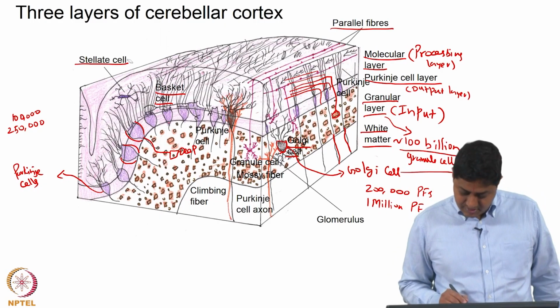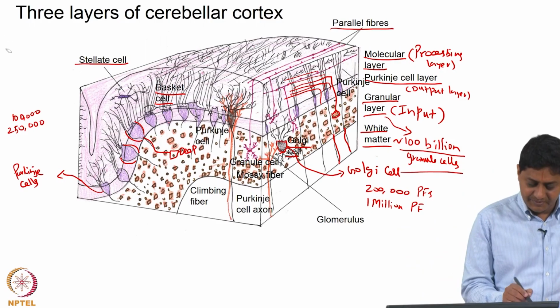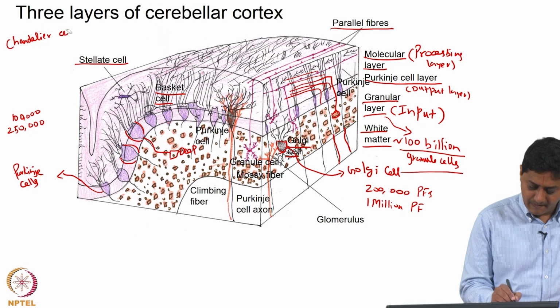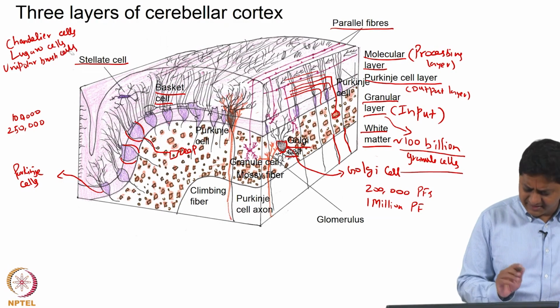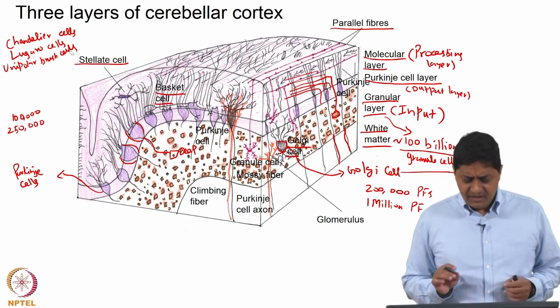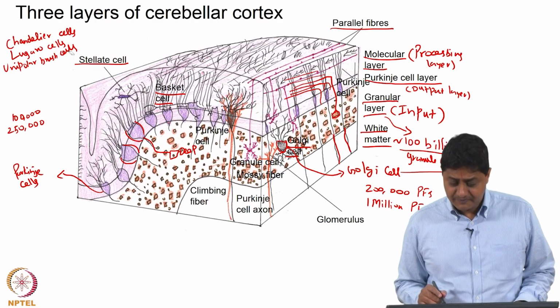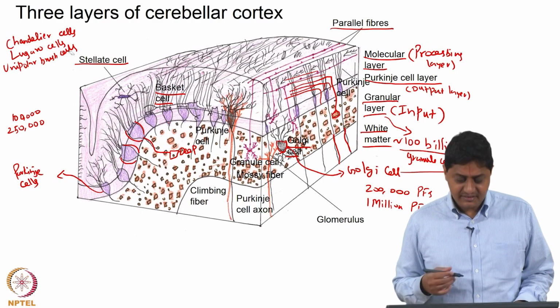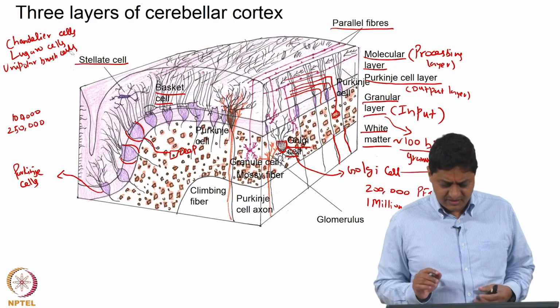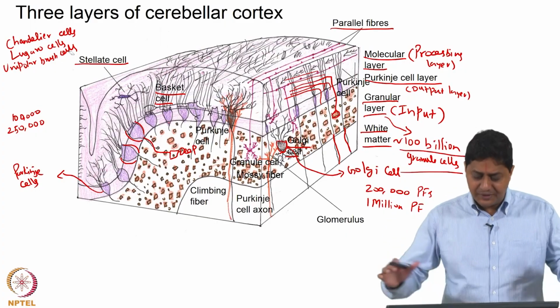What is not shown in this picture are other types of cells. These are Chandelier cells, Lugaro cells, and unipolar brush cells. There are several other cell types, but for the purpose of this course and discussion, it is enough if we understand the functions of the granule cell, the Golgi cell, the Purkinje cell, basket cell and stellate cell, because otherwise the class becomes too detailed.